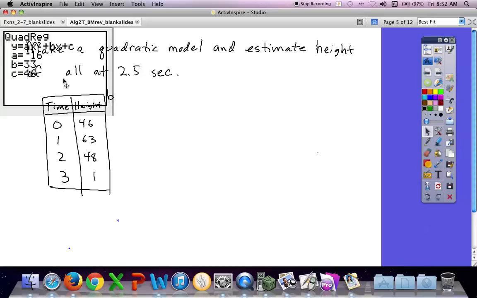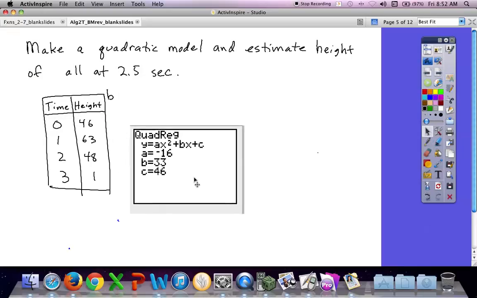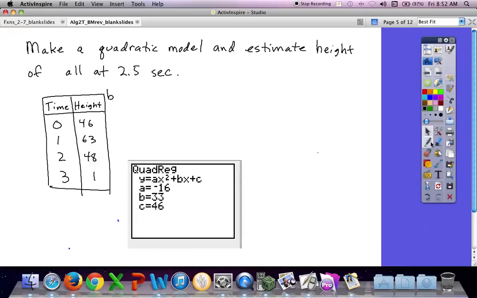Here's our screen that we got right there, which tells us that y equals negative 16 x squared plus 33x plus 46.